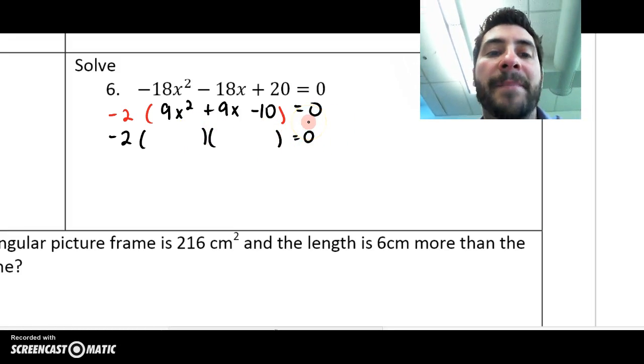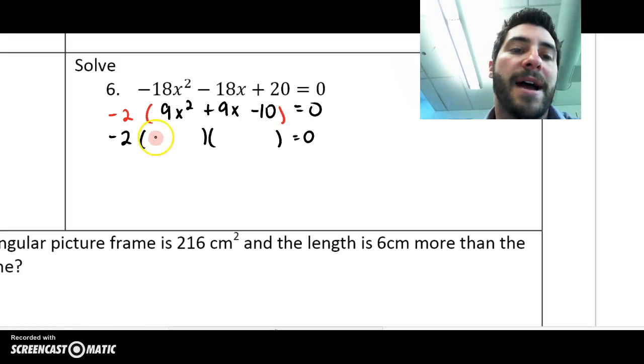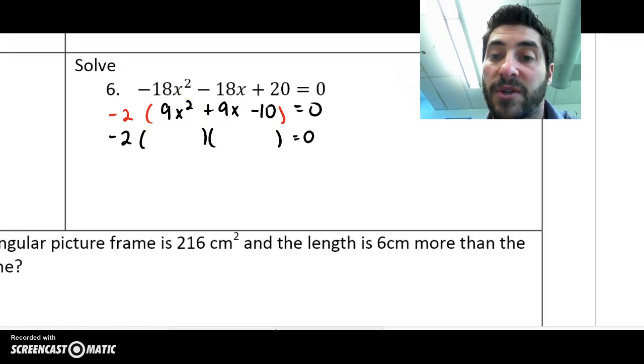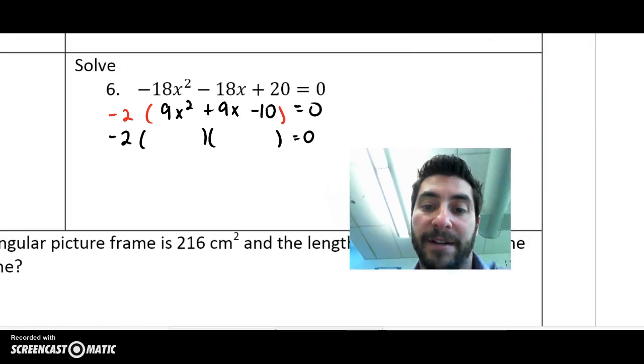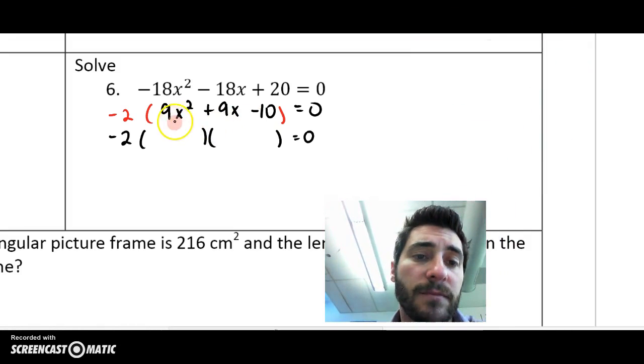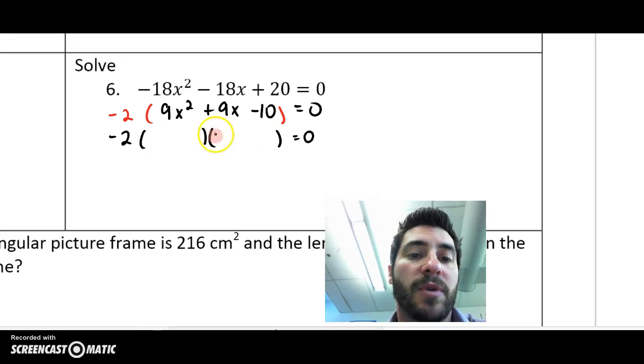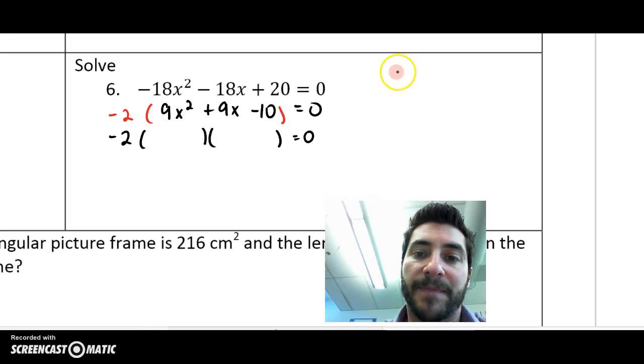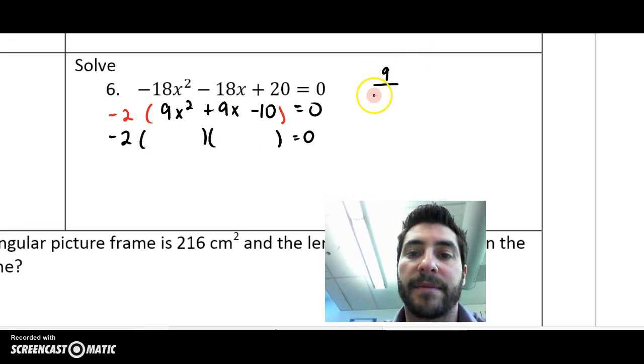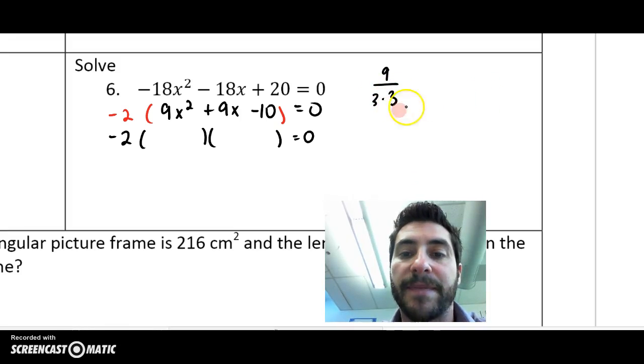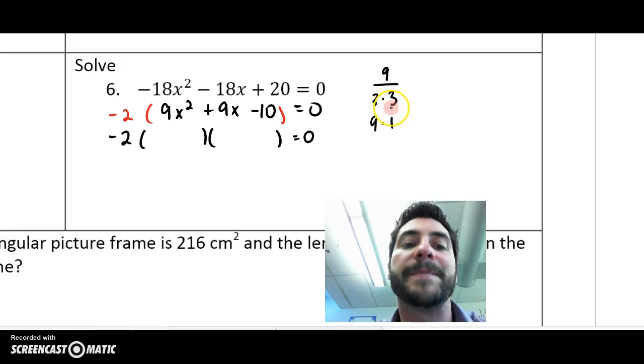So now I'm left with, what times what makes 9x squared? Well, there's a couple ways to do that. Let me move myself down here. So what times what makes 9x squared? Well, I'm going to take a look here. I'm going to say, well, all the ways to make 9. I'm going to use 3 and 3 first, and then try 9 and 1. So if this doesn't work, I'm going to try 9 and 1. All right. But first, let's try 3 and 3.